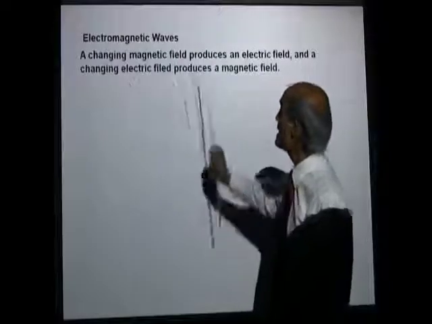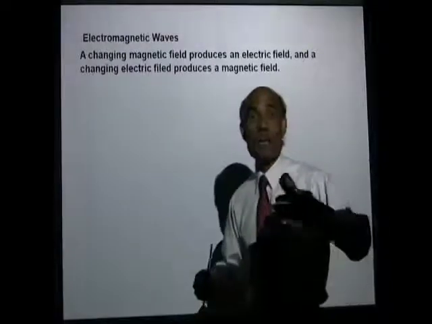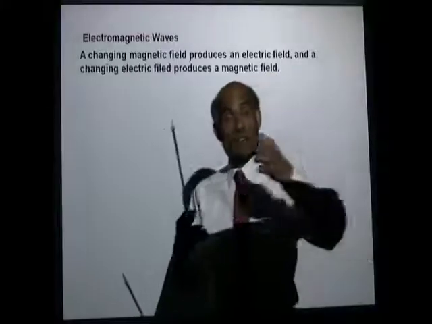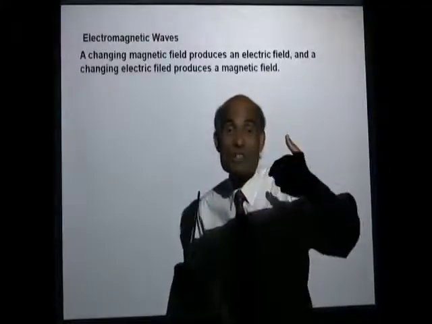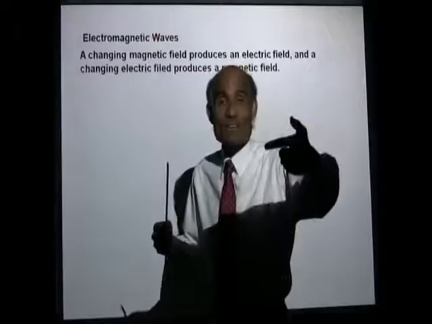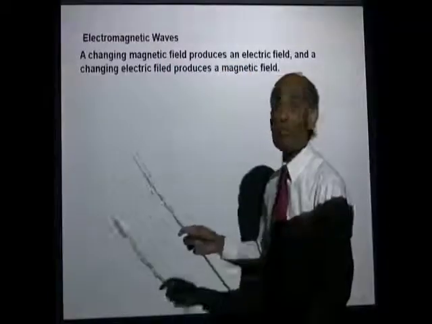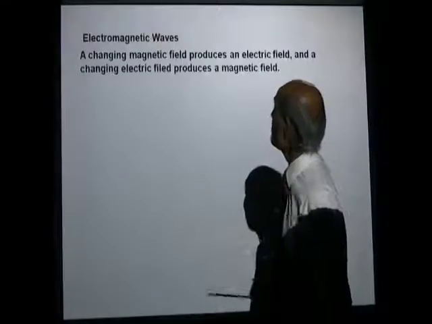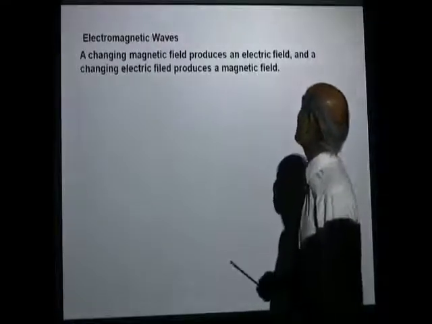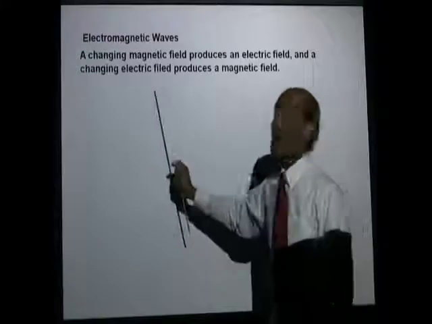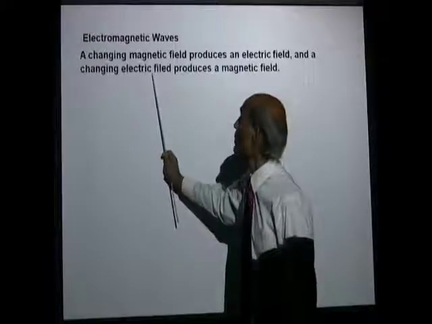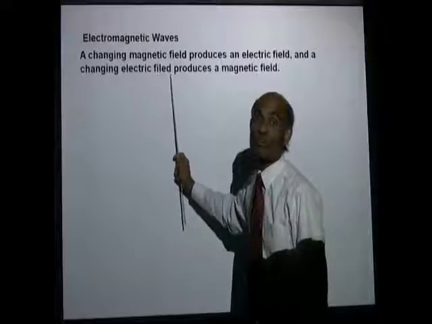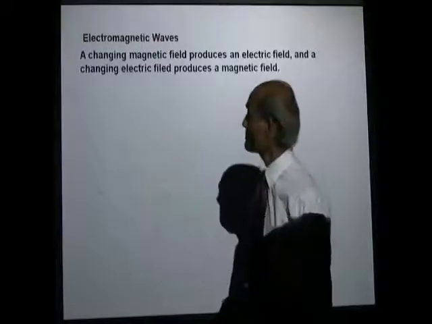A changing magnetic field produces an electric field. Is that right? It is a fluctuating magnetic field that generates an electric current. So a changing magnetic field produces an electric field, and a changing electric field produces a magnetic field. I have told you this even before, that I have misspelled fields several places, so ignore that.